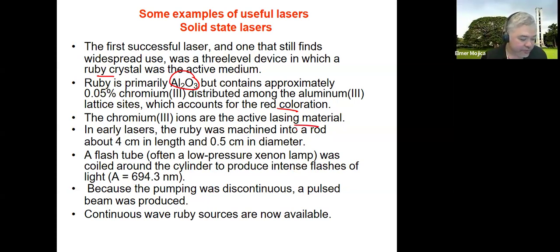And in early lasers, usually the ruby was machined into a rod about 4 centimeters in length and 0.5 centimeter in diameter. And you have a flash tube, which is a low pressure lamp that's coiled around the cylinder to produce intense flashes of light. Okay, and we're going to get it around 694.3 nanometers. So the pumping was discontinuous. Okay, you can produce a pulse beam from this, and continuous wave ruby sources are now commonly available.